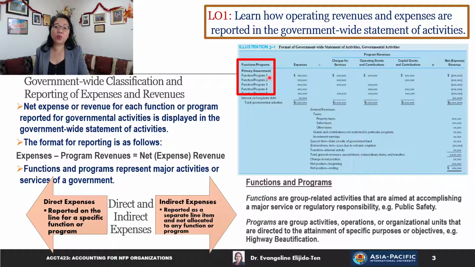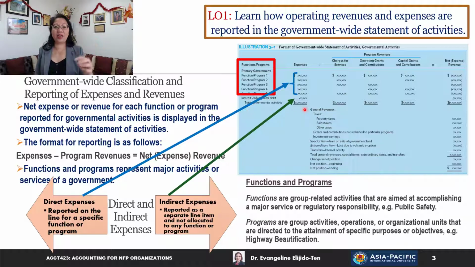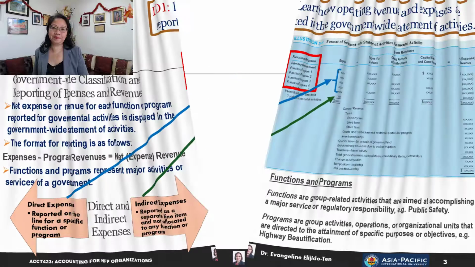You'll notice that for program 1, the direct expenses are going to be shown directly to each and every function or program. On the other hand, indirect expenses such as interest on long-term debt that might have been shared by program 1, 2, 3, 4, or 5 will be shown as a separate line item, as you can see here. They are not allocated to any function or program.